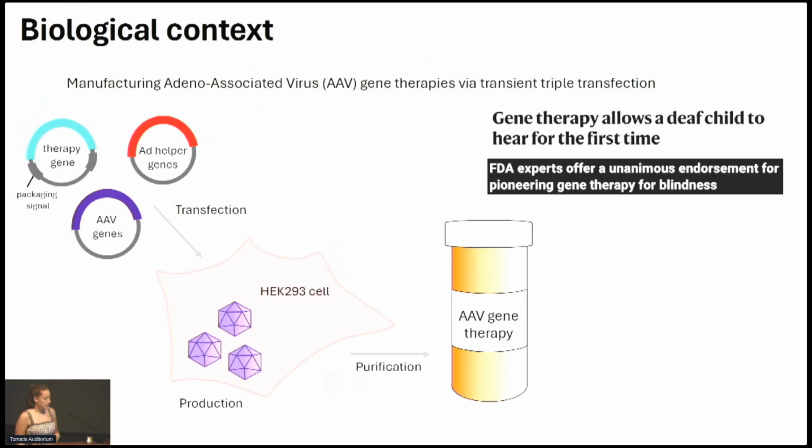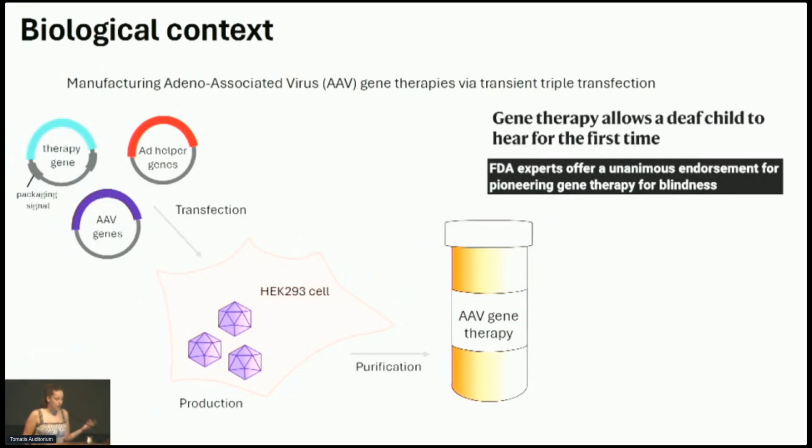So I'm interested in gene therapies, specifically gene therapies that use adeno-associated viruses, or AAVs. And these are viruses that we take their genome out and we put therapeutic inside of them, and then we give those to patients.